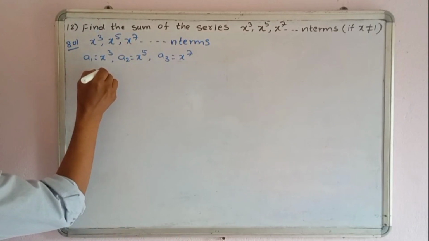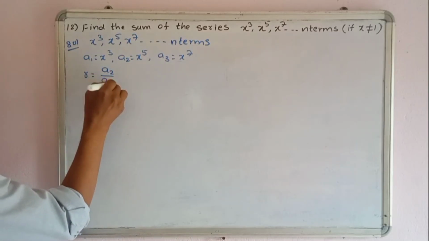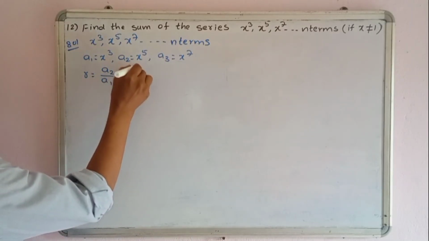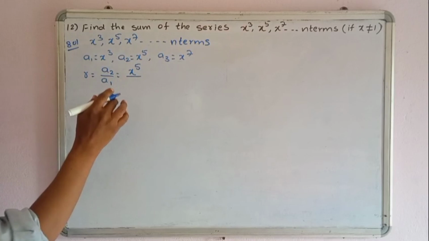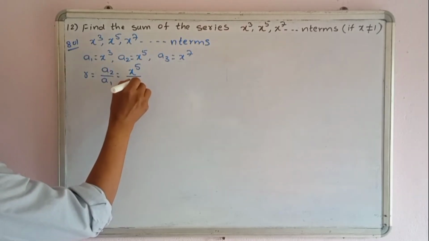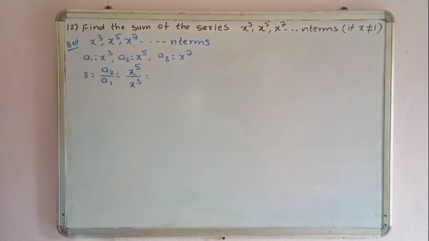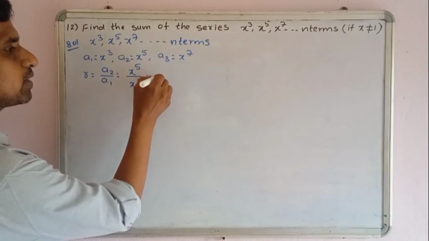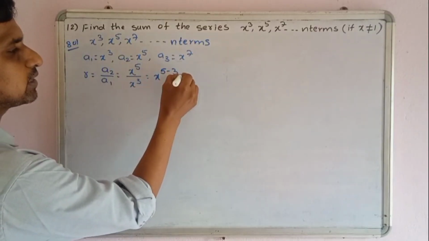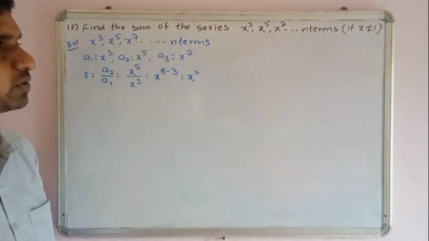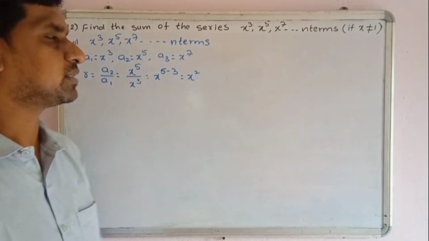What is the common ratio formula? r equals a2 by a1. So x power 5 by x cube, a2 value x power 5, a1 value x cube. This is of the form a power m by a power n. A power m by a power n is a power m minus n, that is x square. Okay. Now we will find the sum of the series.